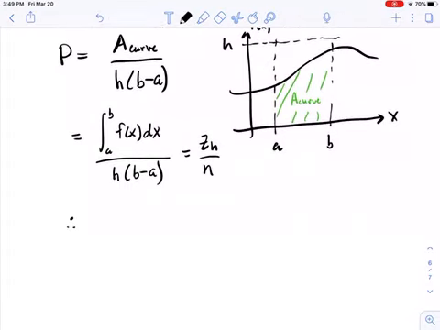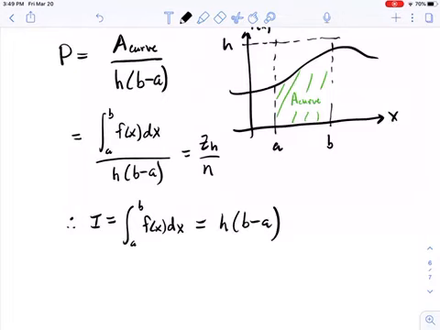And so that means that our integral I is equal to the integral from a to b of f(x) dx, which is equal to h times (b minus a) times Zn over n, or that's h(b minus a) times this probability.